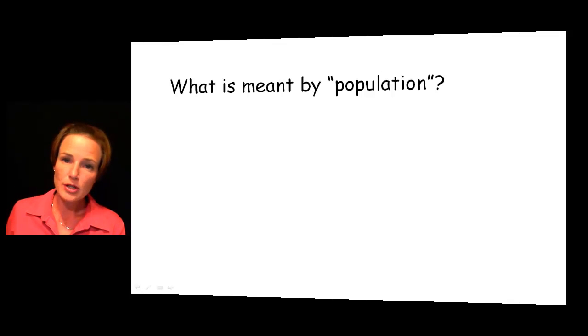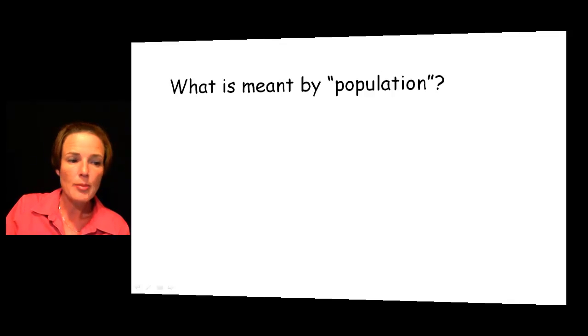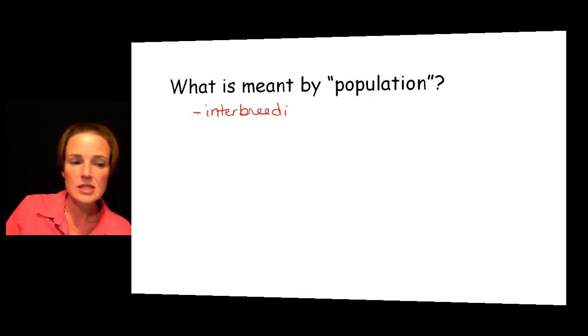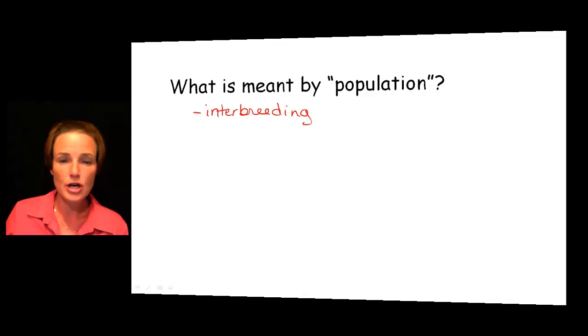So the first thing we want to look at is to make sure that we're very clear on what we mean by a population. To review, a population is a group of interbreeding individuals. This means that we have a bunch of males and females of the same species that are producing offspring. And we're really assuming here that they're all breeding with each other, so we have random choice of mate and so on.